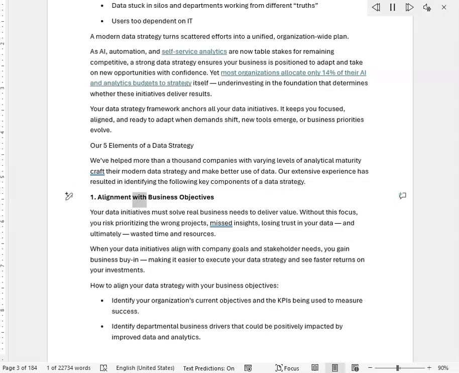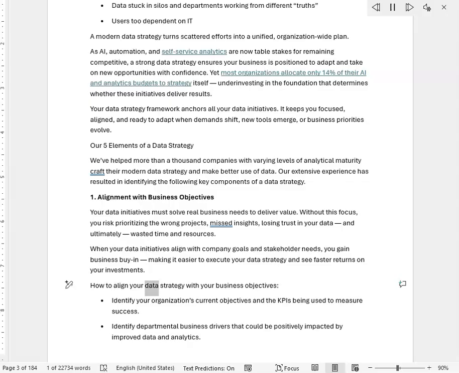1. Alignment with business objectives. Your data initiatives must solve real business needs to deliver value. Without this focus, you risk prioritizing the wrong projects, missed insights, losing trust in your data, and ultimately, wasted time and resources. When your data initiatives align with company goals and stakeholder needs, you gain business buy-in, making it easier to execute your data strategy and see faster returns on your investments.